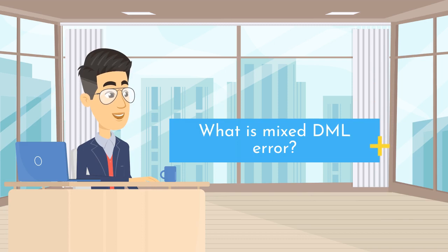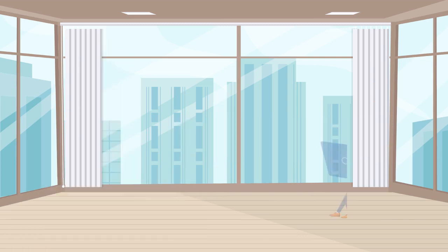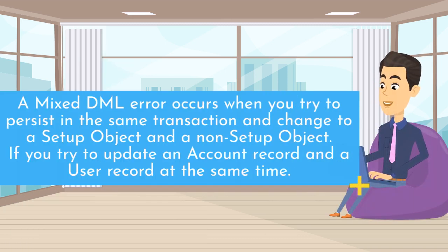What is a mixed DML error? A mixed DML error occurs when you try to persist in the same transaction a change to a setup object and a non-setup object, for example if you try to update an account record and a user record at the same time.